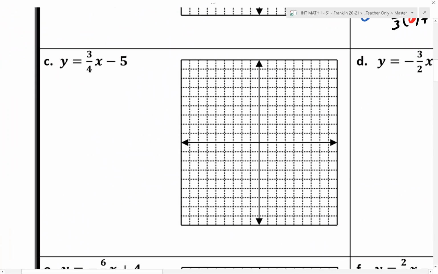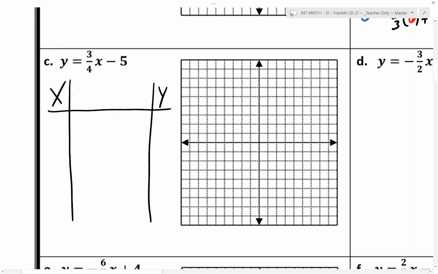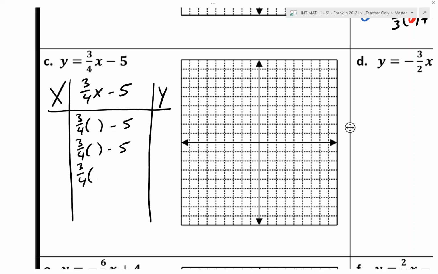Example C. 3/4 x minus 5. Let's make the chart. x, y, we're doing 3/4 x minus 5. So this is our first example where the numerator is not 1. It's okay. We're still going to base our x values on the denominator, which is 4.